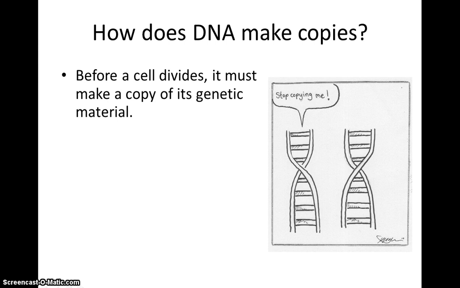So why would a cell need to divide? Well, our cells in our body, and any organism's body, they get old. So we have to make new cells. If we get injured, we have to make new cells to repair what's been damaged. So we constantly are having to make new cells for various purposes.